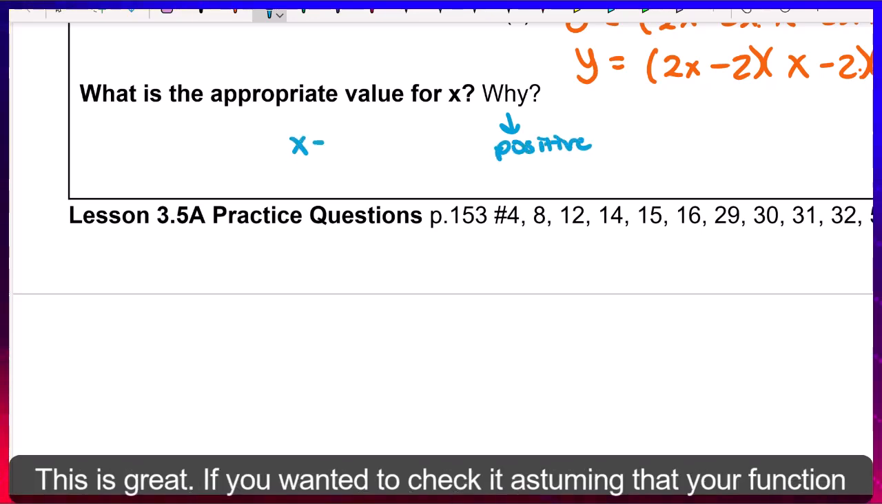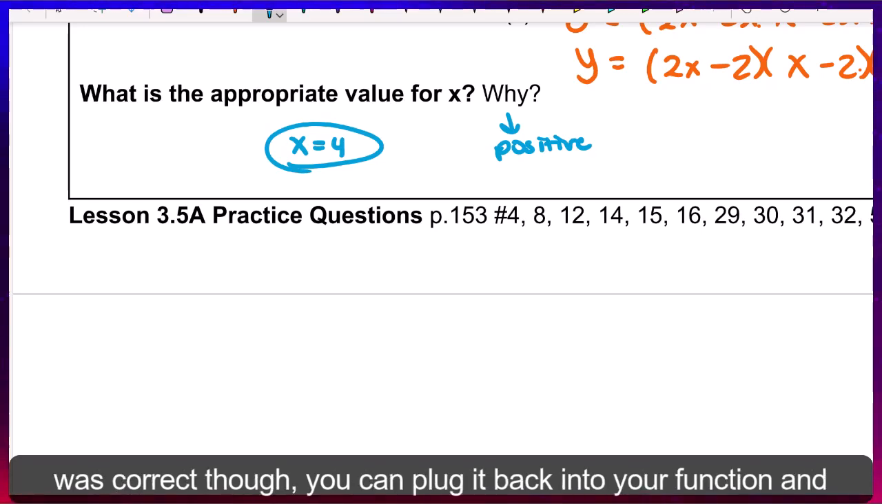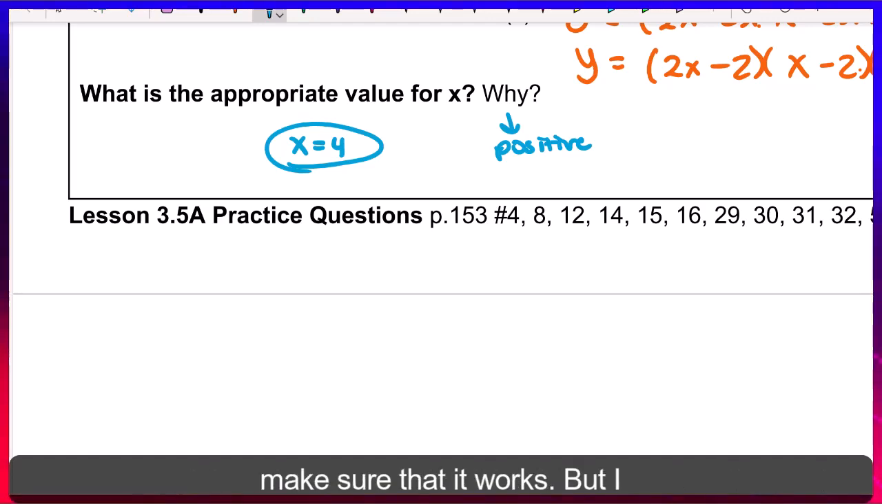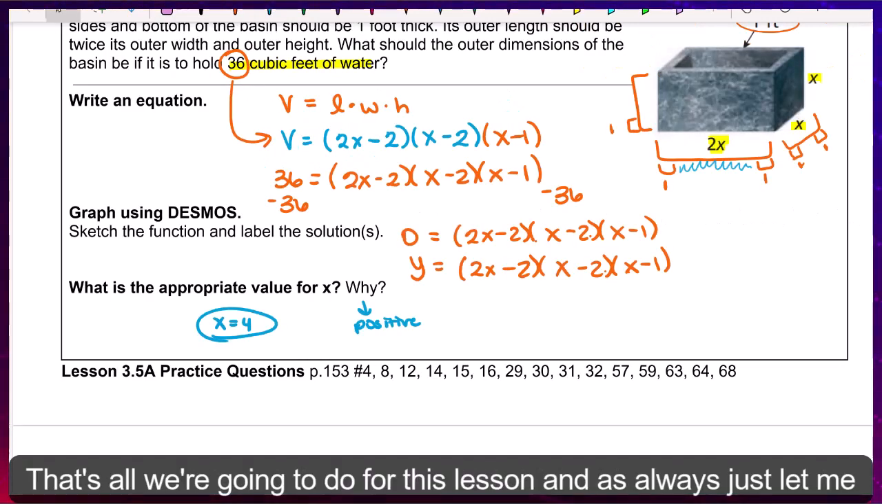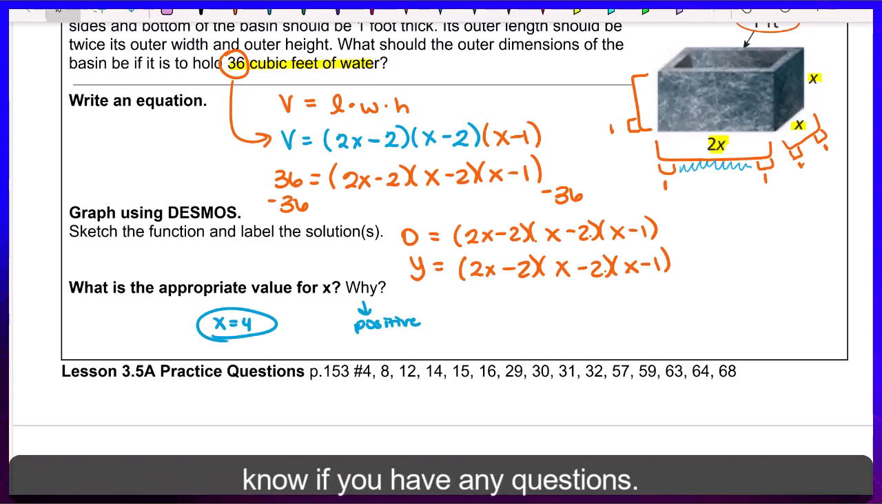This is great. If you wanted to check it, assuming that your function was correct, though, you can plug it back into your function and make sure that it works. But that's all we're going to do for this lesson. And as always, just let me know if you have any questions.